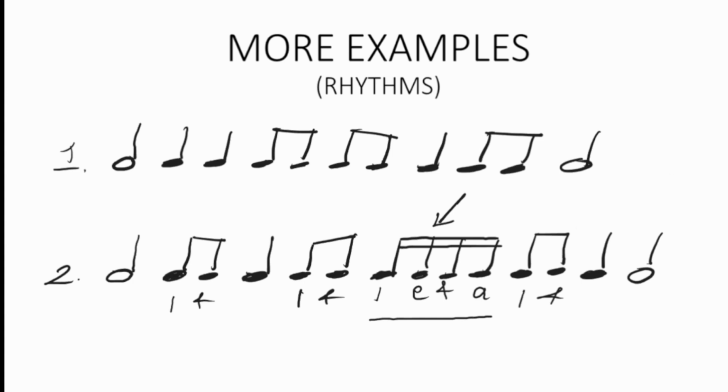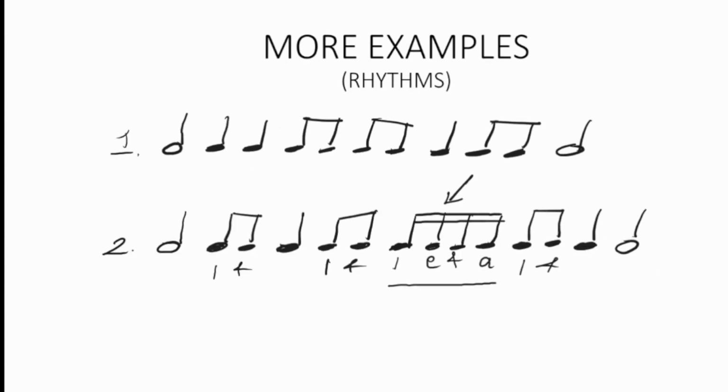Let's try. I'll count to 2 and we start clapping the rhythm. 1, 2, 1, 2, 1 and 1, 1 and 1 E and A, 1 and 1, 1, 2. Again, 1, 2, 1 and 1, 1 and 1 E and A, 1 and 1, 1, 2. It's much easier now than the first time we clapped before looking at that method.